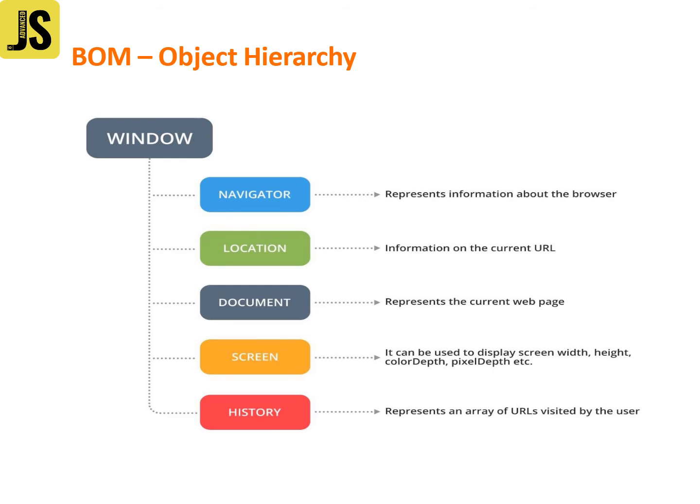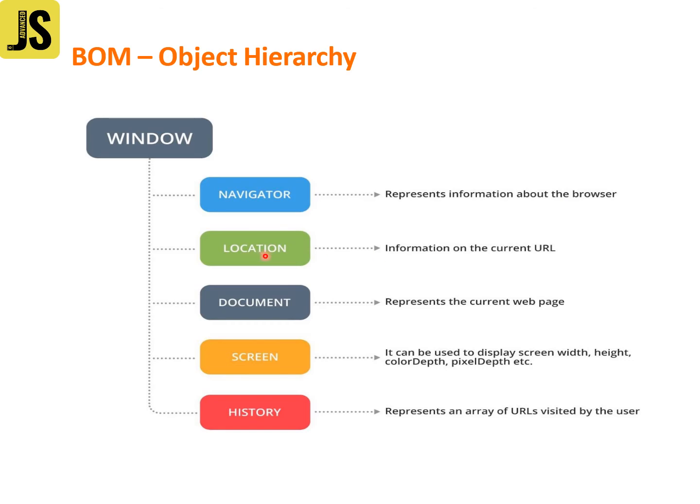Now we can see the BOM object hierarchy. By default in BOM, all the things are treated as window. So window is the root element in the BOM hierarchy, and the different objects in this hierarchy are navigator, location, document, screen, and finally history. Now let's see what navigator is. Navigator is an object which represents information about the browser.